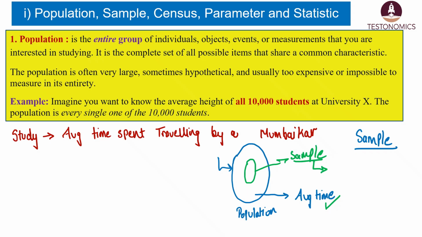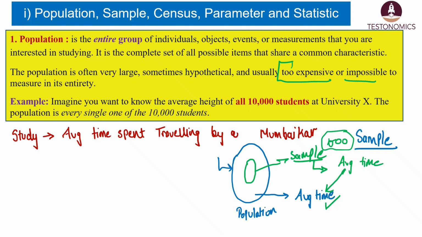But because of difficulties in studying the entire population, for example, it can be too expensive or it can be impossible in some other situation. Let's say in this particular case, it is very expensive to survey all the population, or rather all the Mumbaikars in the city of Mumbai. So in that case, we survey a few people, let's say 10,000 people. That forms our sample. And for the sample, we get the average time spent on road. And using this, we try to estimate this.